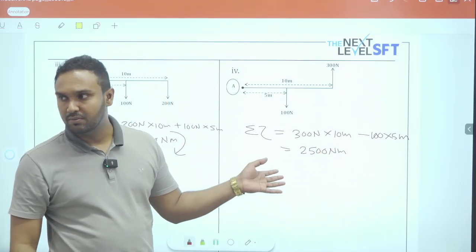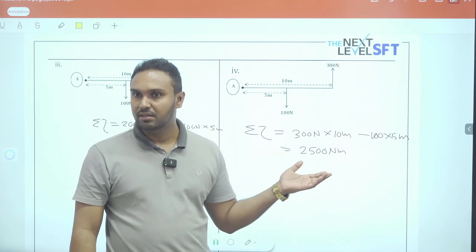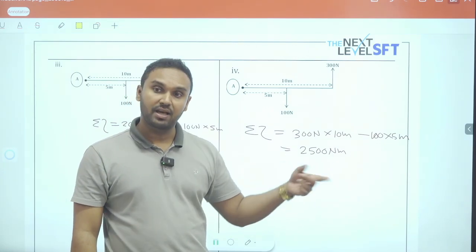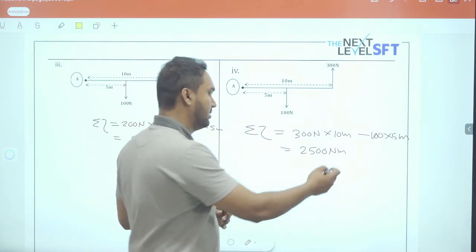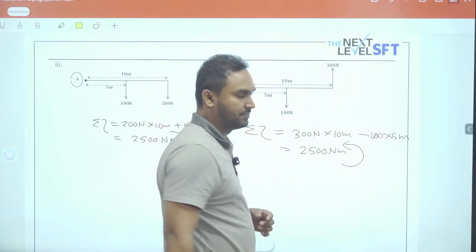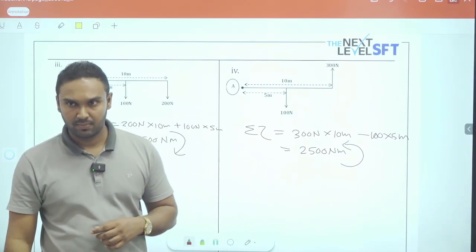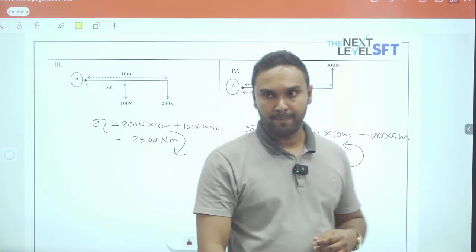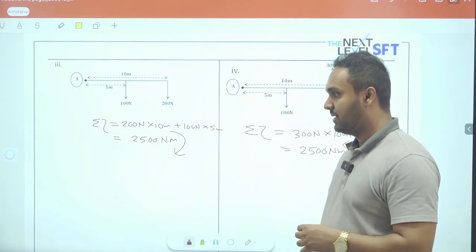What does this mean now? Plus value. It means the resultant rotation is towards where? The anti-clockwise direction. So you draw it like this. Get it? Right?